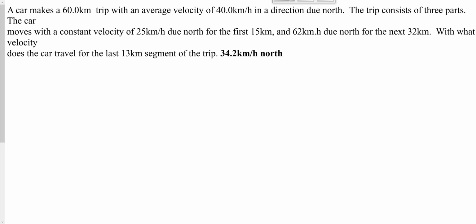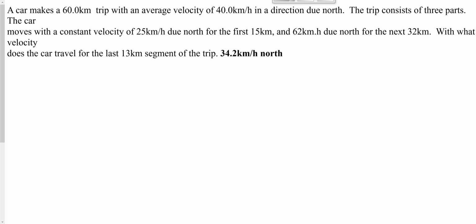Okay, a car makes a 60-kilometer trip. That's the total displacement, with an average velocity of 40 kilometers per hour in the direction due north. There's no change in direction in this question, so you don't have to worry about anything being negative. The trip consists of 3 parts. The car moves at a constant velocity of 25 kilometers per hour due north for the first 15 kilometers, 62 kilometers per hour due north for the next 32 kilometers. At what velocity does the car travel for the last 13 kilometers?